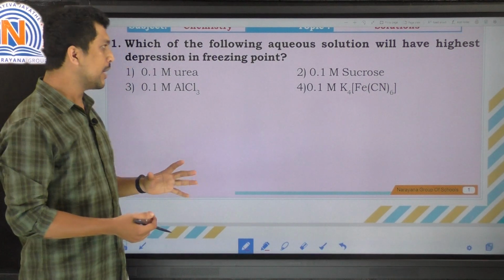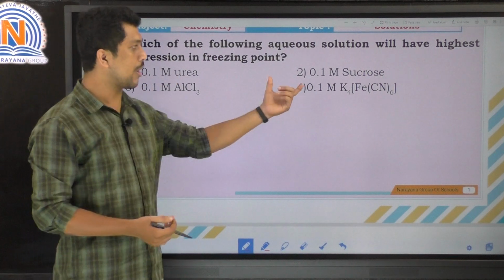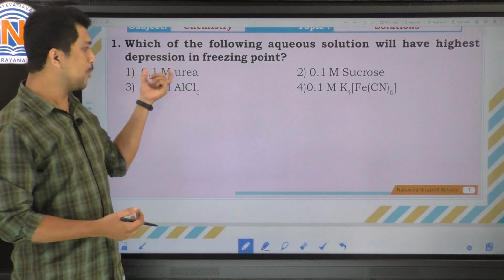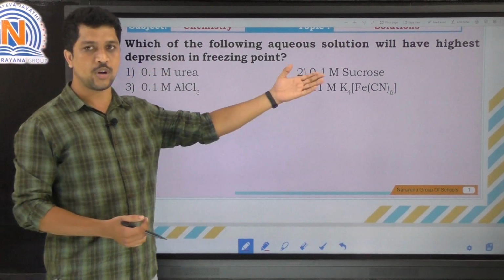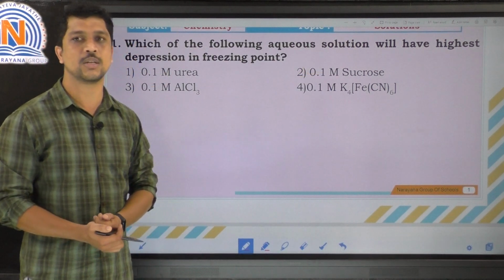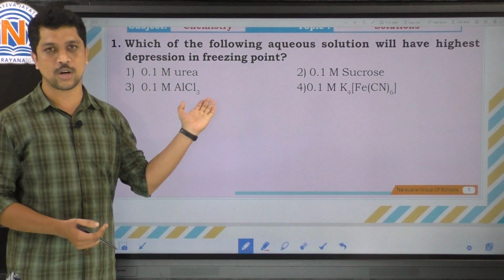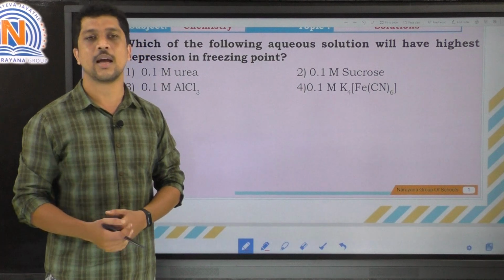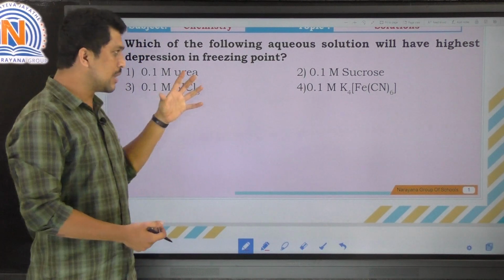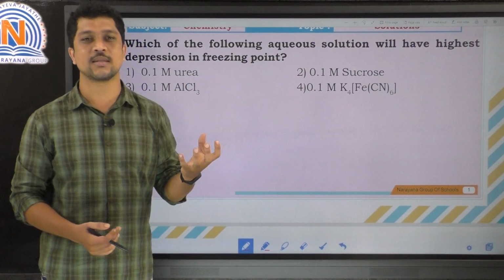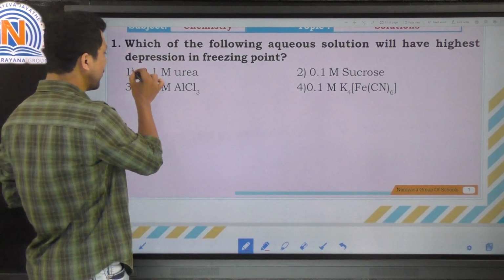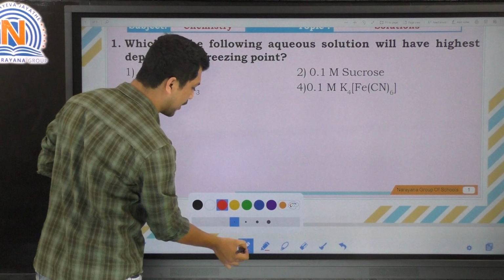First, we need to find, they have given 4 aqueous solutions: 0.1 molar urea aqueous solution, 0.1 molar sucrose aqueous solution, 0.1 molar aluminum chloride aqueous solution, and 0.1 molar potassium ferrocyanide aqueous solution. Among these 4 aqueous solutions, which one has the highest depression in freezing point? Before going to that, what is the depression of the freezing point?